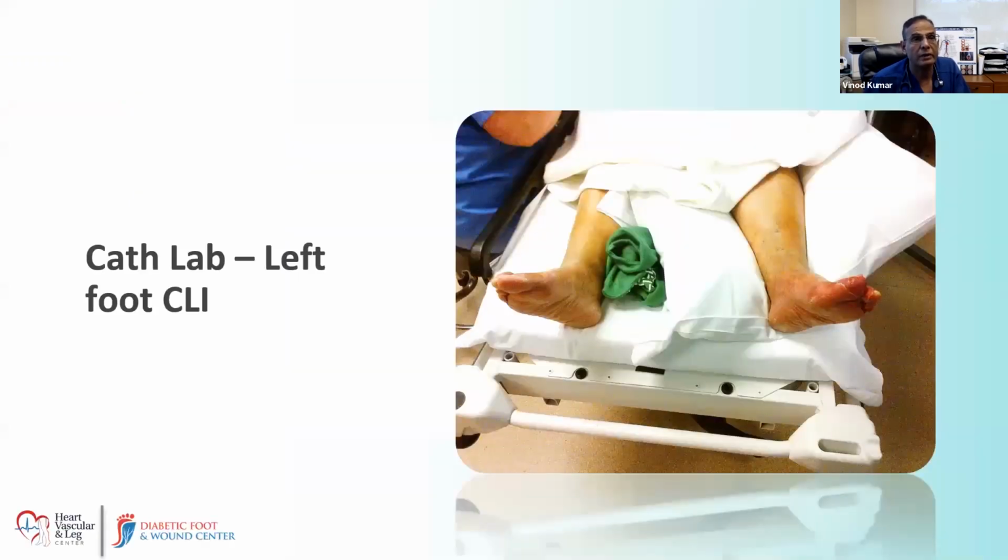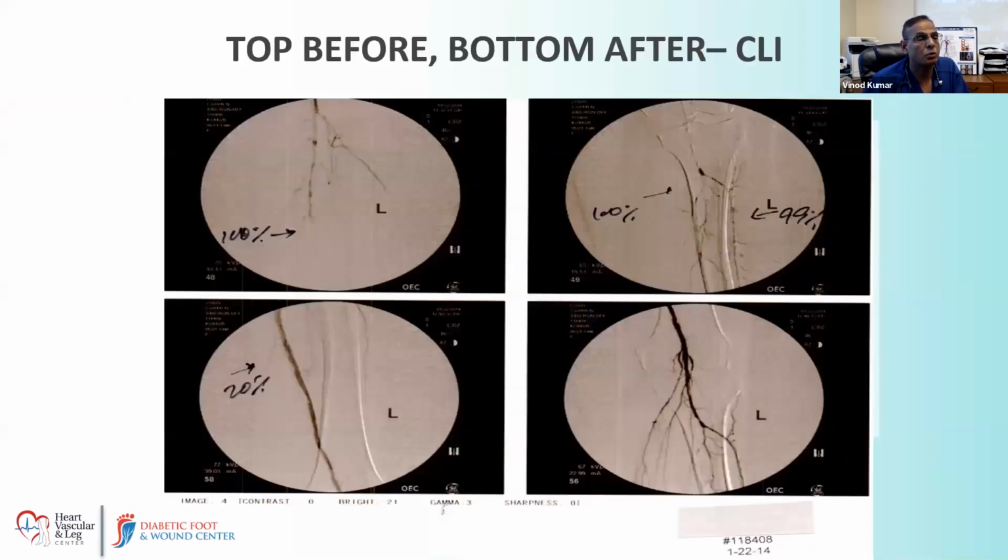Another gentleman with rest pain in the left foot. Now this is a patient who had popliteal artery blockage, a totally blocked artery right here, nothing going through. Actually, his CT angiogram was done and was found to have no flow.